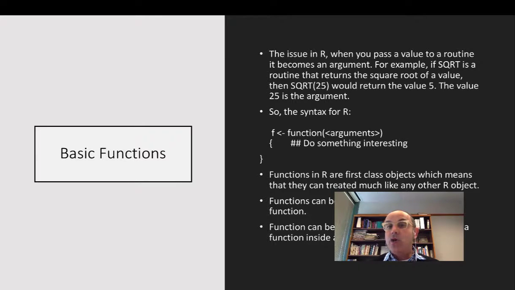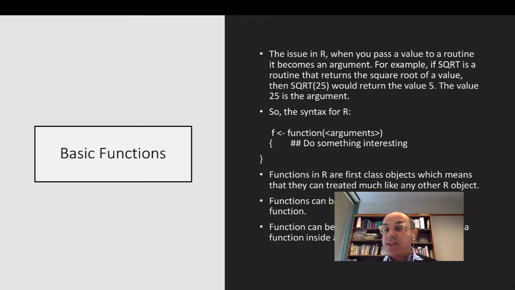The issue in R is that when you pass a value to a routine, it becomes an argument. And this is really important. So sqrt is a routine that returns the square root of a value. So sqrt(25) will return the value of 5. So basically, what I'm saying here is that in the structure of R, we have functions that are already embedded into the syntax of R.